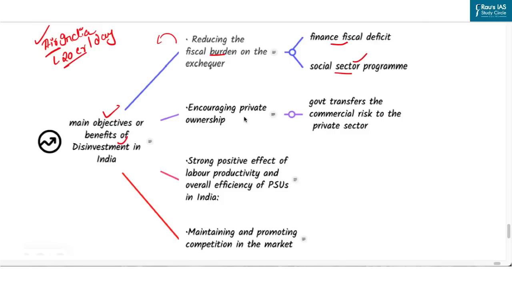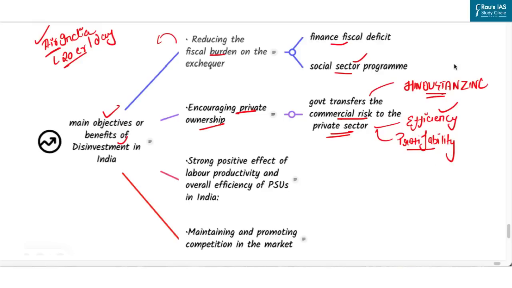The next benefit is that it will encourage private ownership and trading in the open market. So with this, what will happen? Government transfers the commercial risk to the private sector. Why? Because private ownership of assets often brings efficiency and increases profitability. The best example of this is Hindustan Zinc. Hindustan Zinc has seen a 100-fold increase in its profits on the back of a 6-fold expansion in capacities since its takeover by Vedanta in the year 2002.